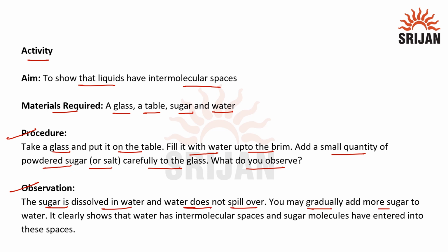You may gradually add more sugar to the water, and this clearly shows that water has intermolecular spaces and sugar molecules have entered into these spaces. Otherwise, the water would have spilled. But since water has intermolecular spaces, the powdered sugar or salt that we are putting is going to enter into these spaces and hence the water is not spilling. So from this activity, we can conclude that water has intermolecular spaces and water is a liquid, so we can say that liquids have intermolecular spaces.